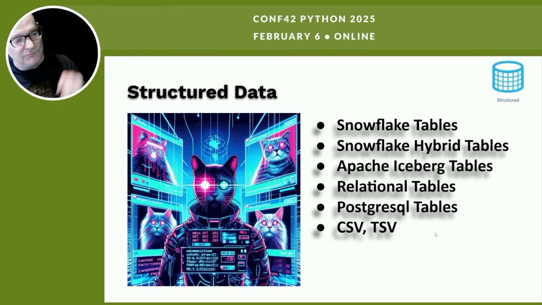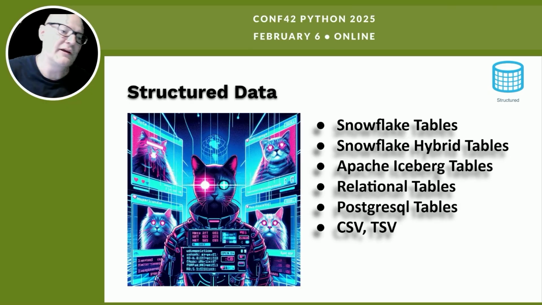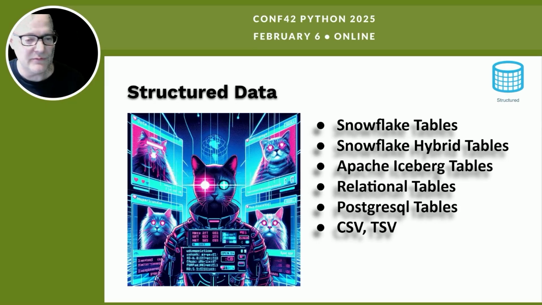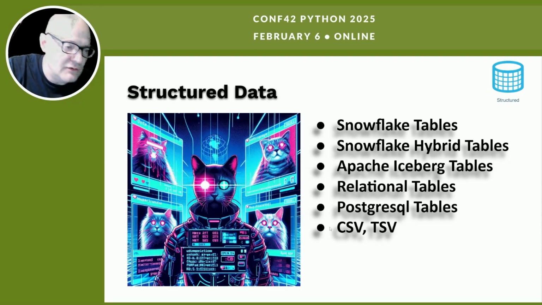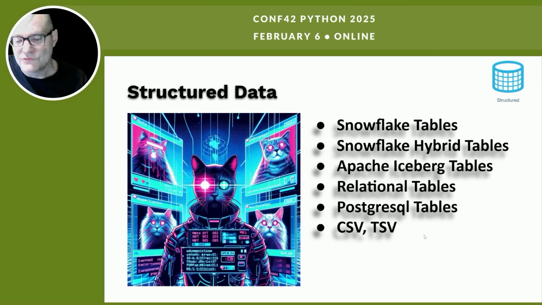Now, structured data, this we've been using for a very long time. And this is commonly stored in things like Snowflake tables, Snowflake hybrid tables. They'll let you do some interesting stuff. Iceberg tables, the standard relational tables that you sit in any of your databases. Postgres is a good example. Also, CSV and tab-delimited files are very structured as they're not hierarchical. There's still arrays in there. Flat. Maps the fields really well. Of course, in a CSV, you can't enforce types or other things, but very structured.